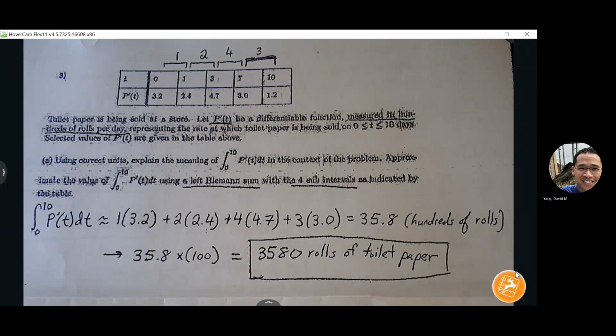Left Riemann sum. Subtract each of the x value subintervals. And then pull the appropriate left Riemann sum. So we want the left y value for each subinterval. So width times height, width times height, width times height, width times height. Okay. Now, this is in terms of hundreds of rolls. So 35.8 hundreds of rolls means 35.8 times 100, which is actually 3580 rolls of total paper.